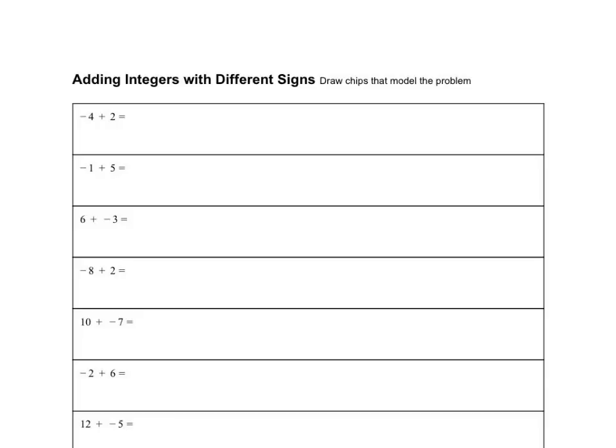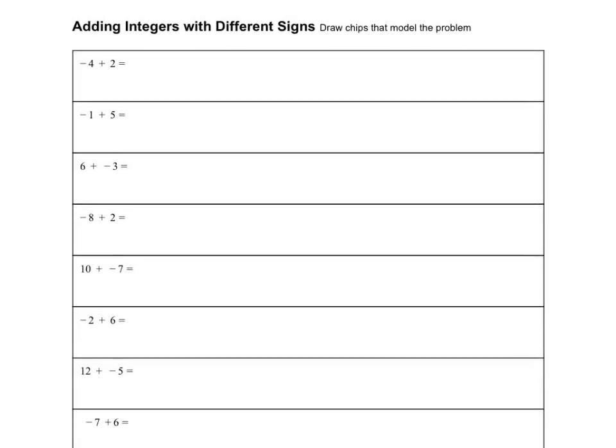Let's look at how the chip model works if we are adding integers now with different signs. So one of our numbers is going to be negative and one of our numbers is going to be positive. The first thing we start with is a negative 4 plus 2. So I'd like you to add in your chips in the two different colors. Alright, I have my 4 red negatives and my 2 black.